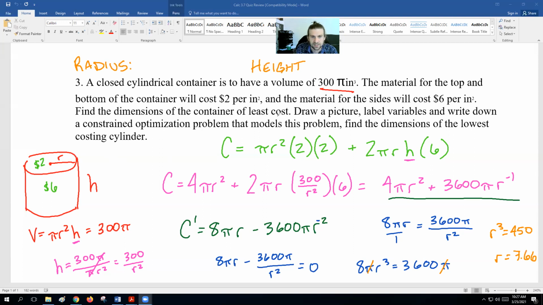Does it say find the cost? I guess we could go through and plug it back in to find the cost as well. But let's just find the radius and the height. The radius is 7.66, and the height would be 300 divided by that number squared. If we square that number and then do 300 divided by it in our calculator, we get about 5.11. All right, there we go.